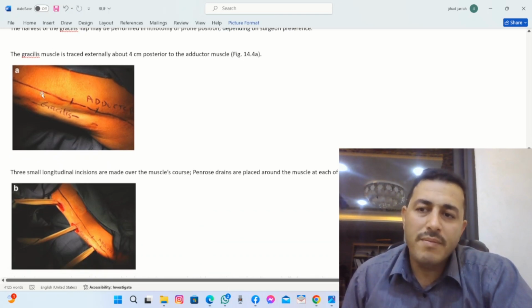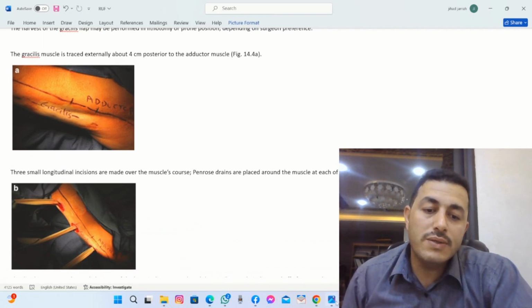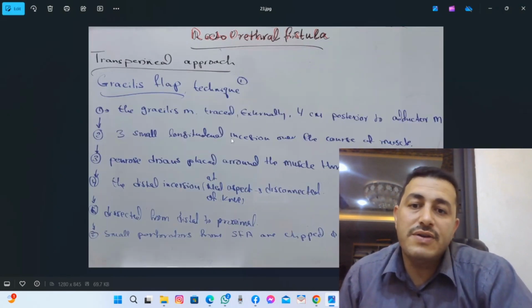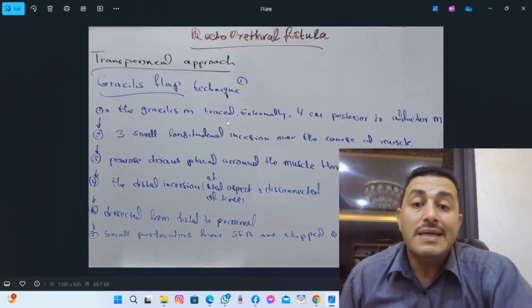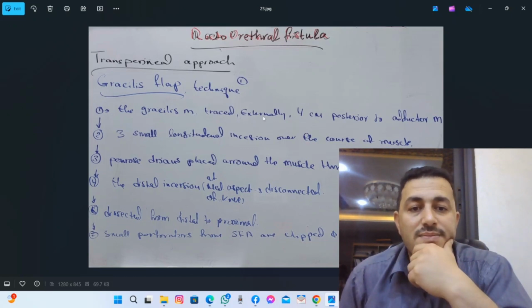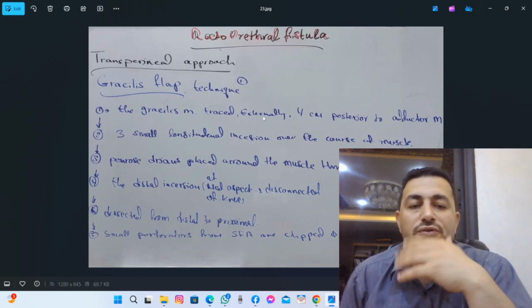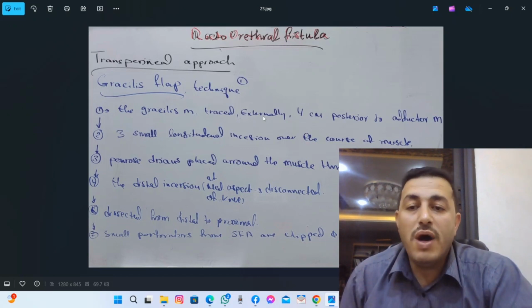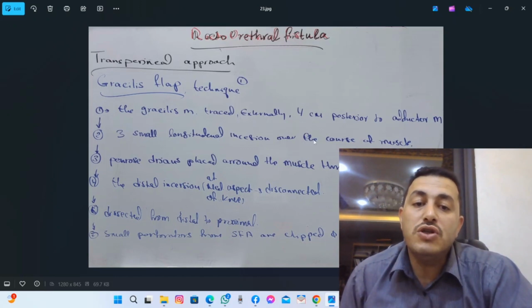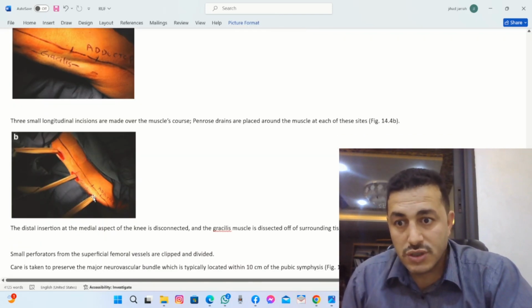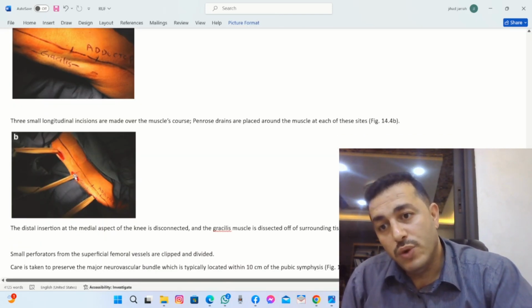First of all, this marking should be done externally. We trace and mark the gracilis muscle externally. It's usually 4 centimeters posterior to the adductor muscle, and we make 3 small longitudinal incisions over the course of the muscle. This is what we mean: 1 incision, 2 incision, 3 incision.